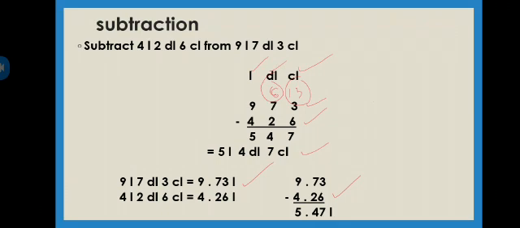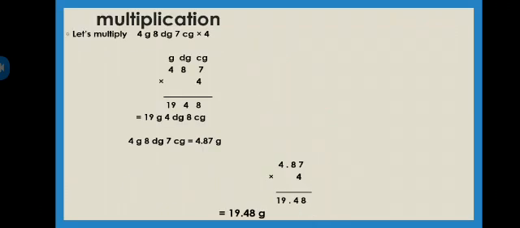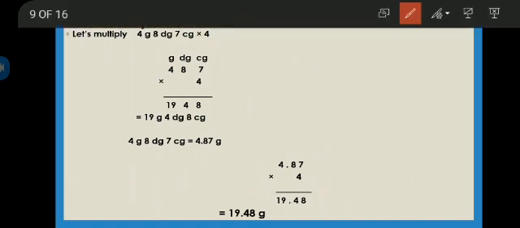Understood? Now let us take an example for multiplication. Let us multiply 4 gram, 8 decigram, 7 centigram with 4. Again, here you arrange the units in column and put the numbers accordingly. So what you get? 4 sevens are 28.